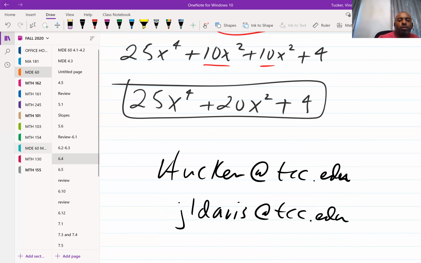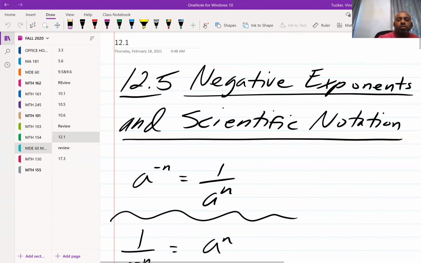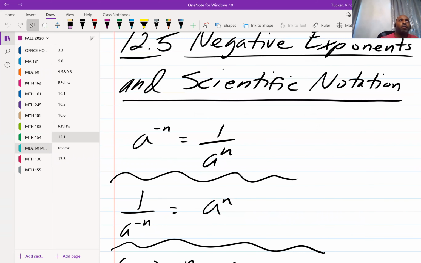All right, any problems before we look at this last section out of chapter 12? All right, so 12.5 is negative exponents and scientific notation. We mentioned the negative exponent rules, so we're just going back to those.